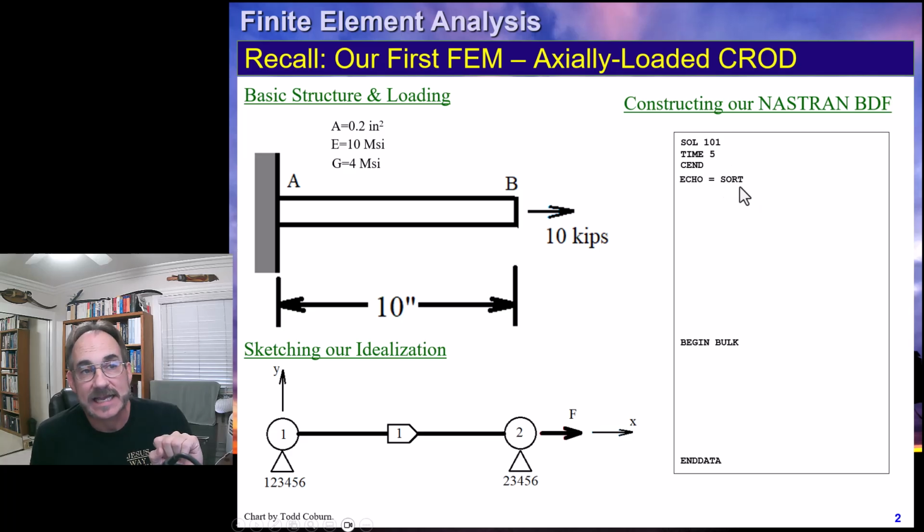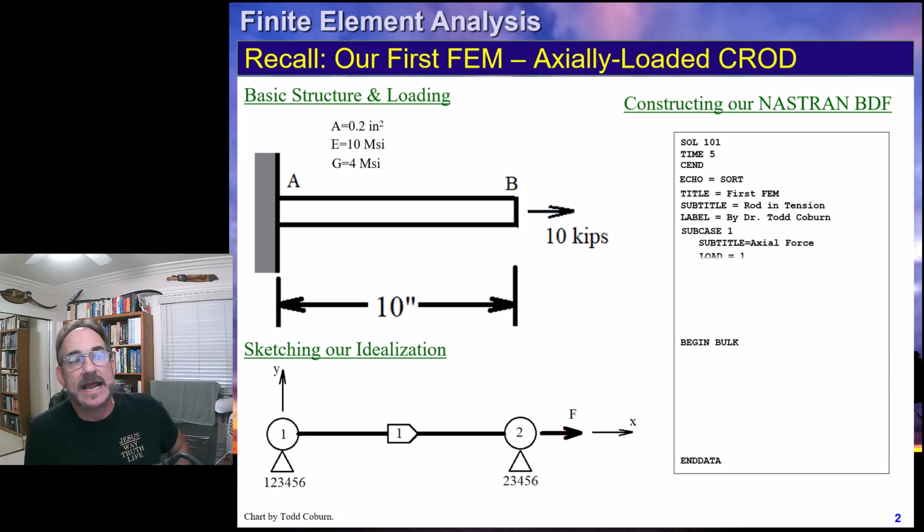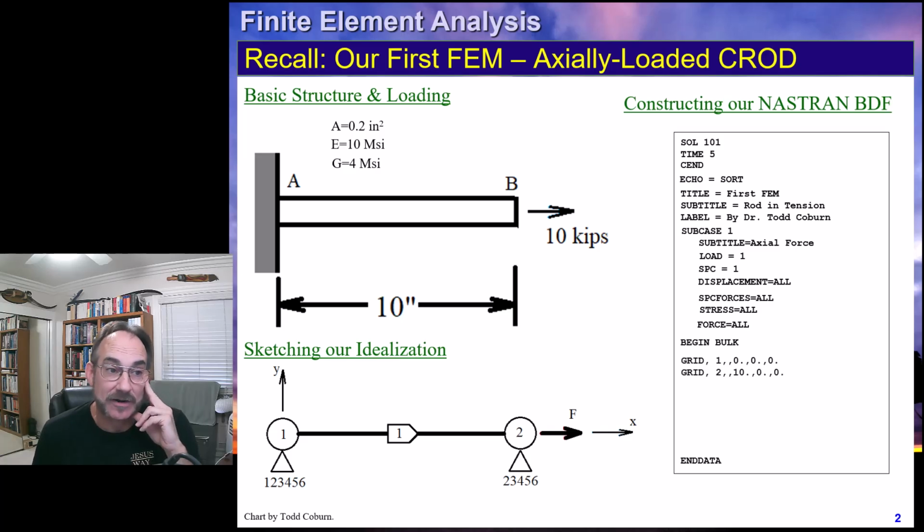Our executive deck can be as simple as that. We're often going to want that ECHO = SORT command. You're going to want some titles on most models. And then you'll lay out your subcases where you're identifying the set IDs for the loads, the constraints, and then all the data requests. You're going to want to come back to either the F06 file for looking at the output yourself, or to an OP2 file for returning those results to NASTRAN or to PATRAN or FEMAP.